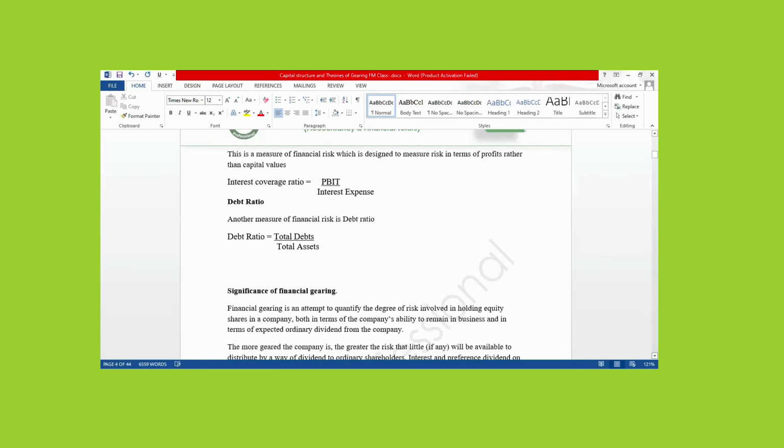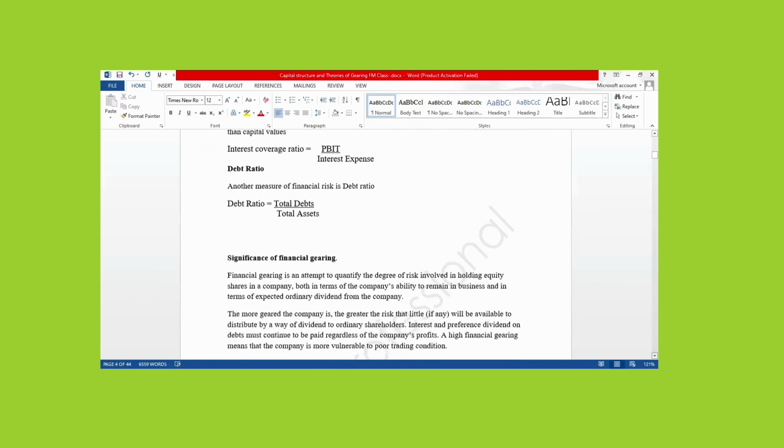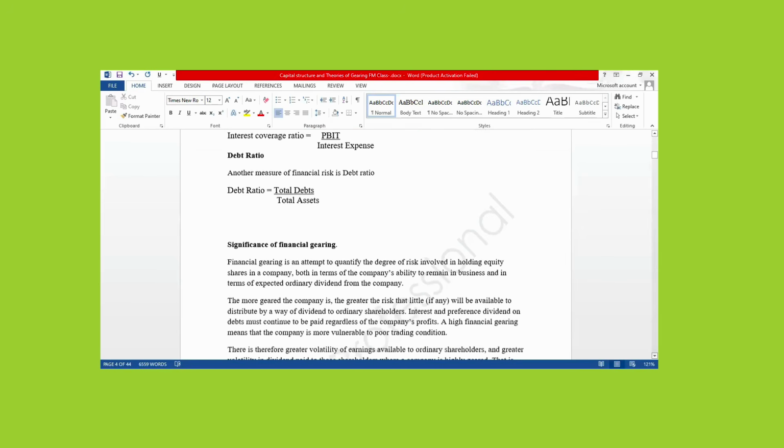All right. Significance of financial gearing. Why is it important for shareholders, companies, and financial analysts to understand financial gearing? What is the significance of financial gearing?